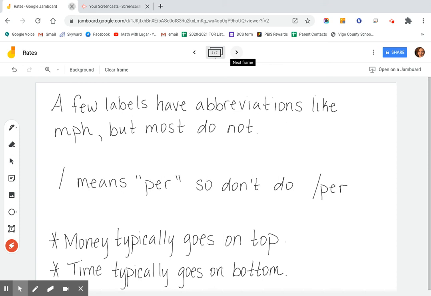The other thing that I want to caution you on, you saw on the page before this one example where I used the slash and another example where I used the word per. They both mean per or for every one, for each. Don't do slash and then still put per.